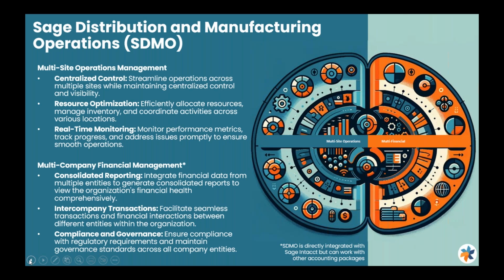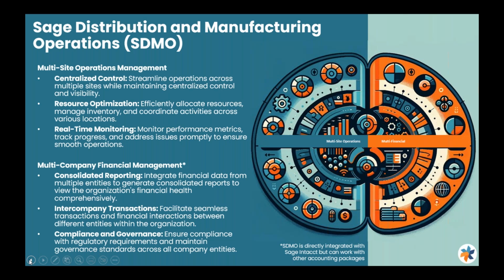Today we're really going to be talking about using Sage Distribution and Manufacturing Operations to elevate and manage your inventory strategy. First, I wanted to talk about SDMO, which is what we call Sage Distribution and Manufacturing Operations. That's its nickname. SDMO is multi-site operational software, which means it allows you to have one or multiple locations all being managed from a single website.